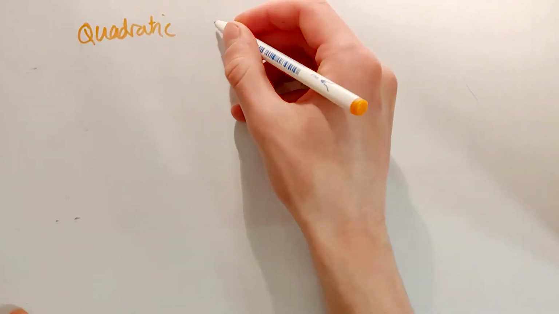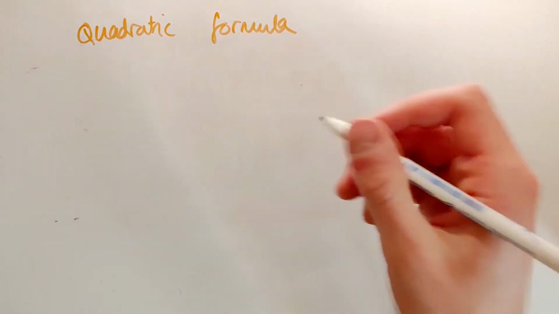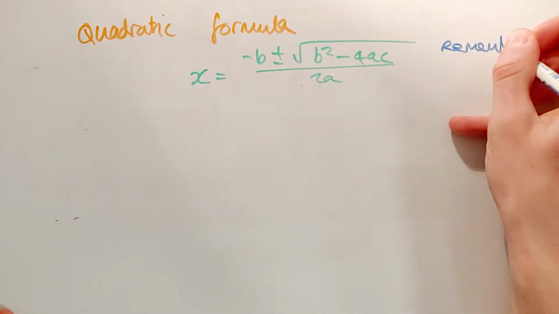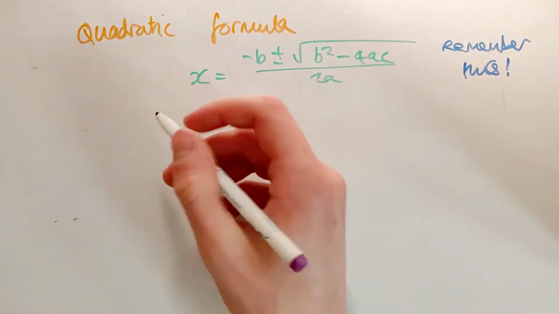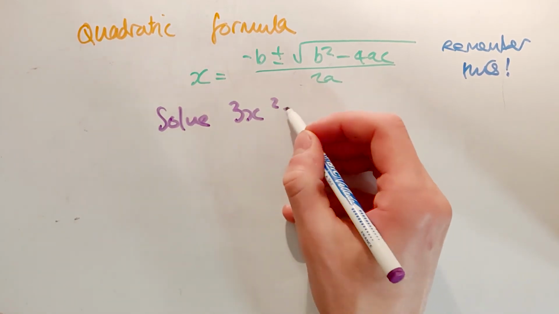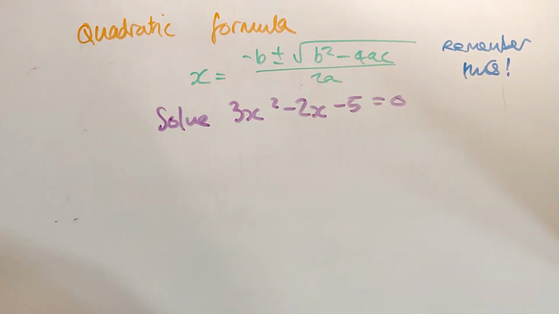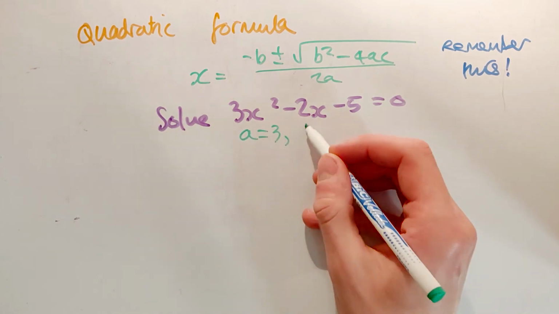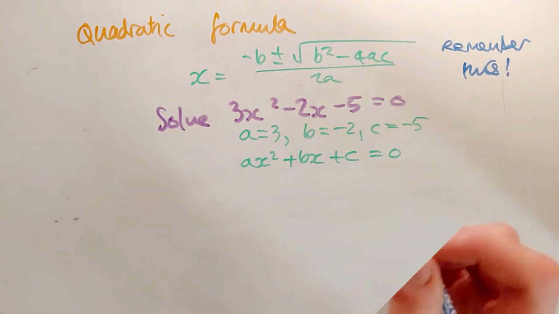At higher level, for even more complicated quadratics, we'll have to use the quadratic formula. You'll have to memorize this as it's not given in the exam. It may look complicated, but it's actually not too bad. a, b and c are the coefficients of x squared, x, and the constant term. Let's solve this quadratic using the quadratic formula.